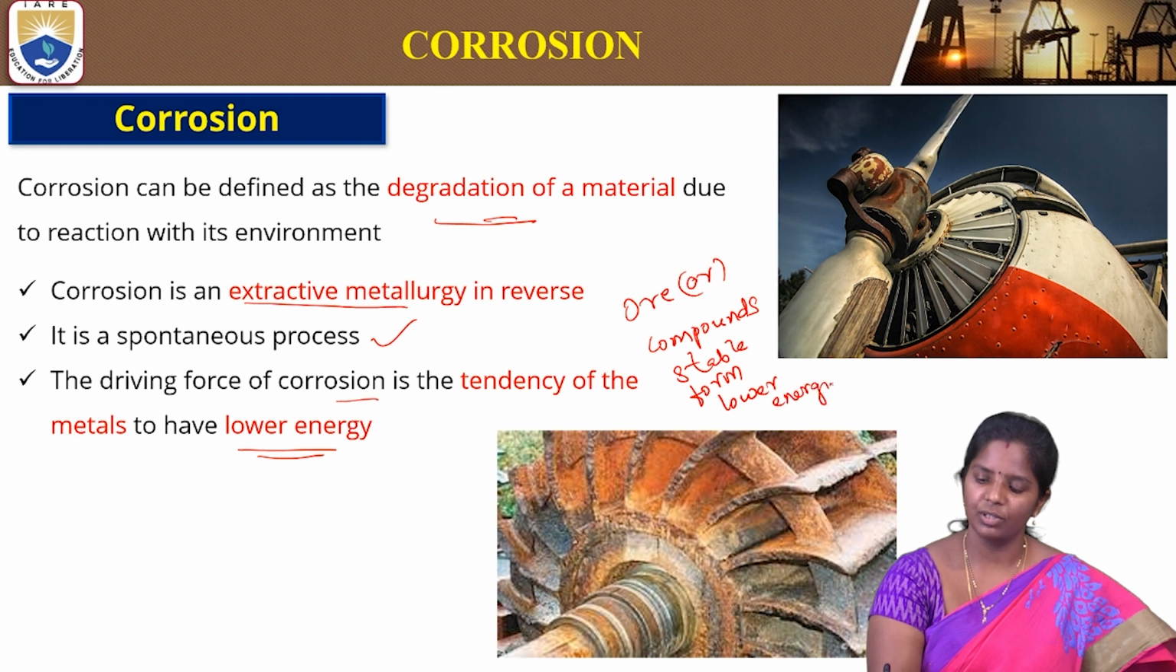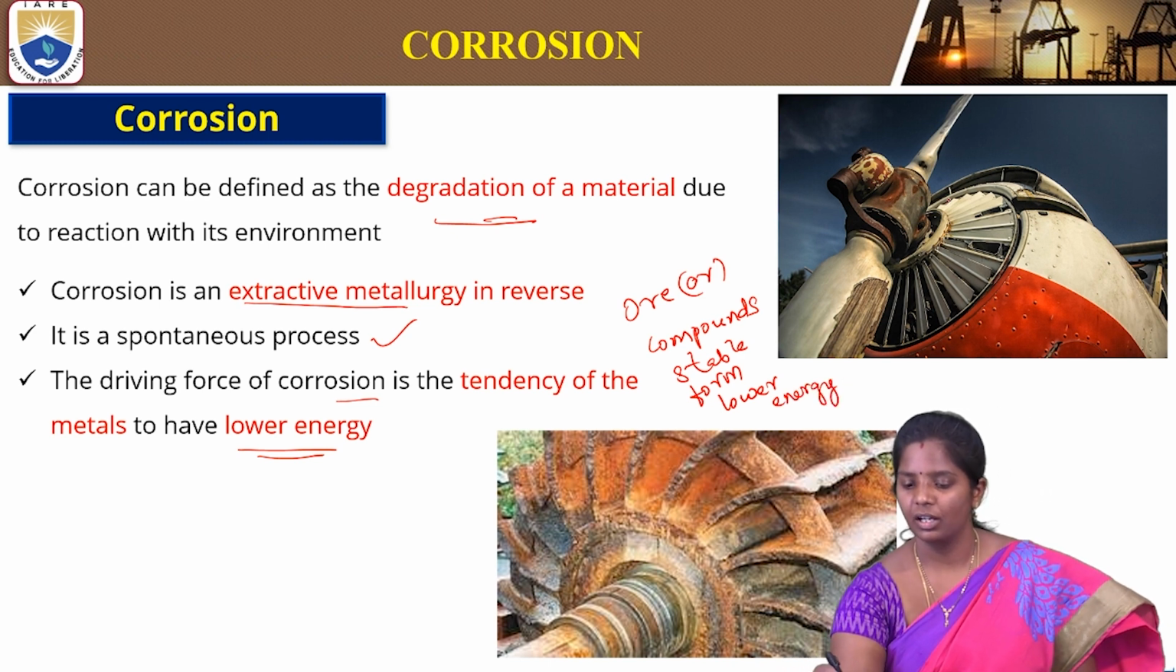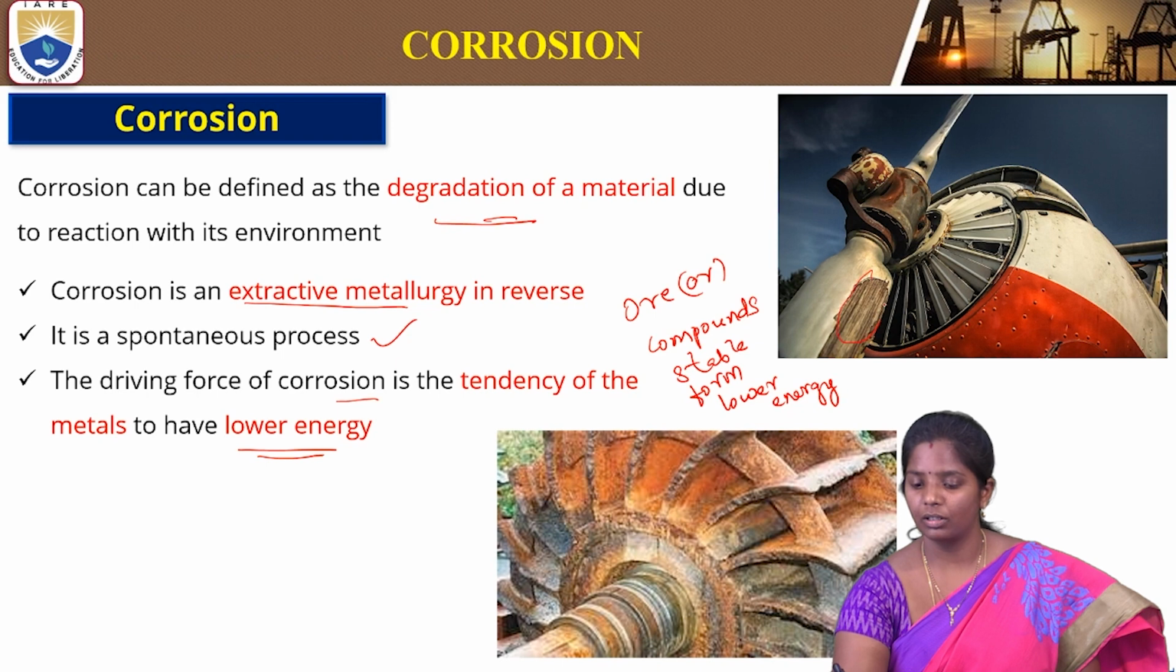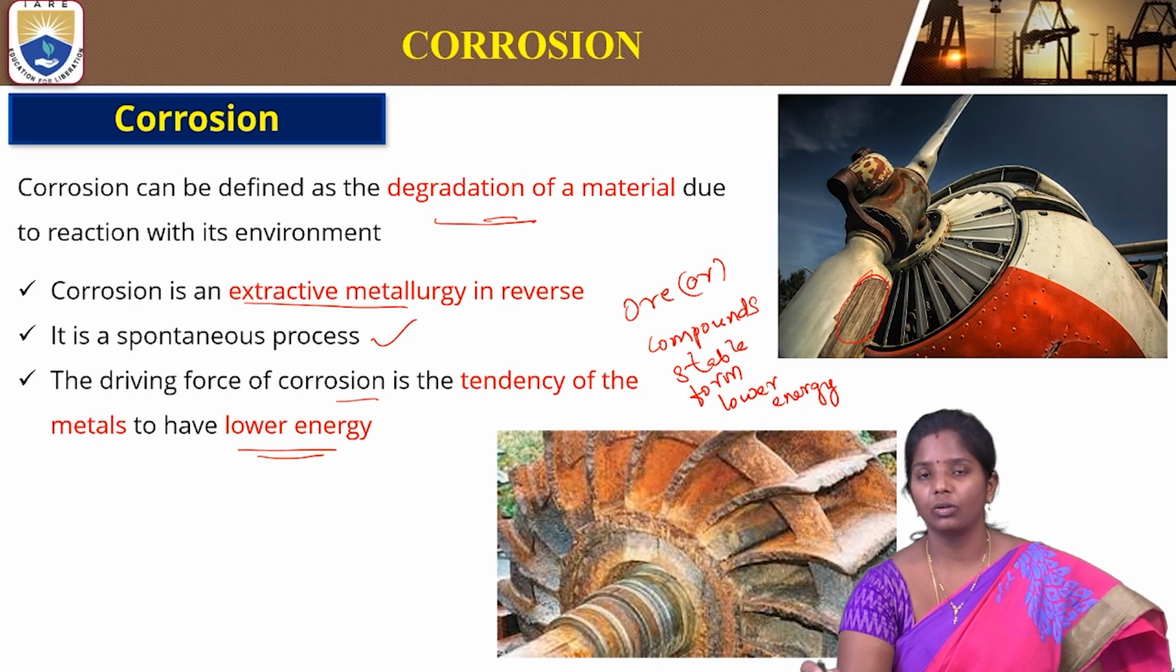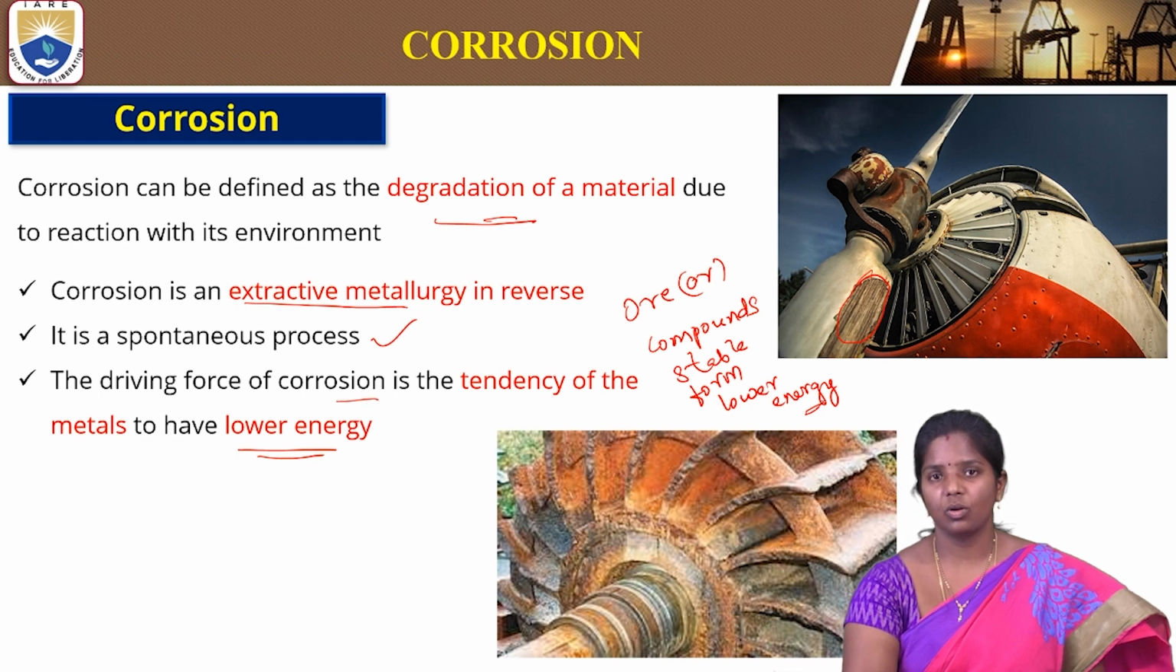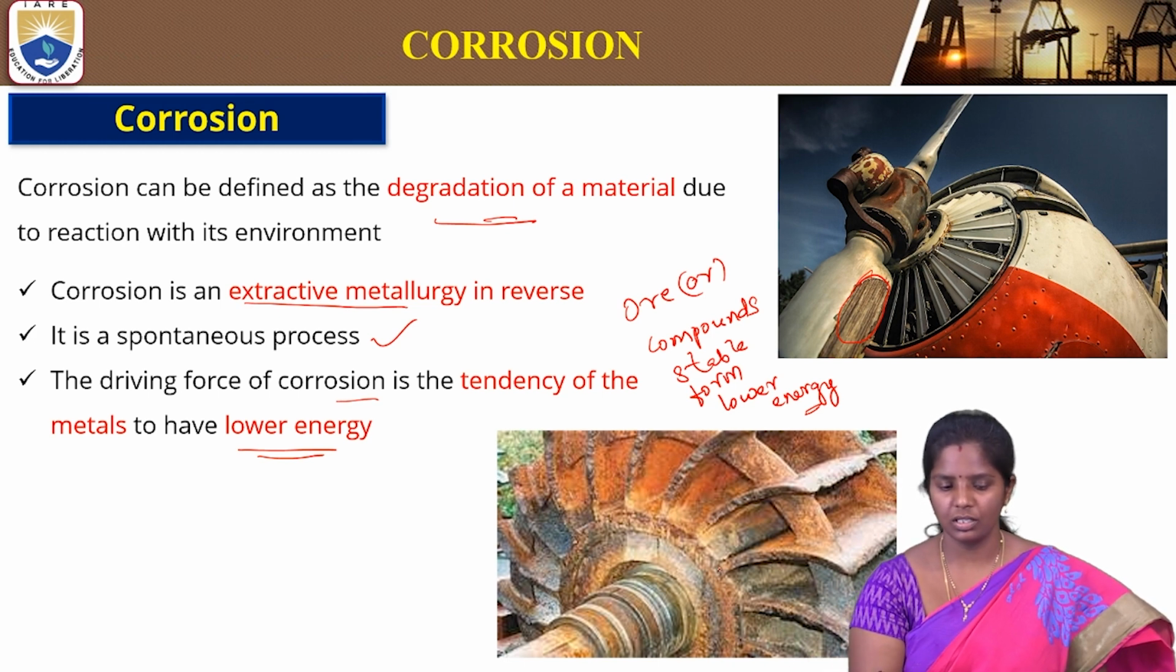As we see from these figures, this aircraft propeller is corroded a lot. The metal always tends to go to its lower energy state, but due to corrosion, defects form in the metal, and they cause damage to that particular part. So these are some of the examples.